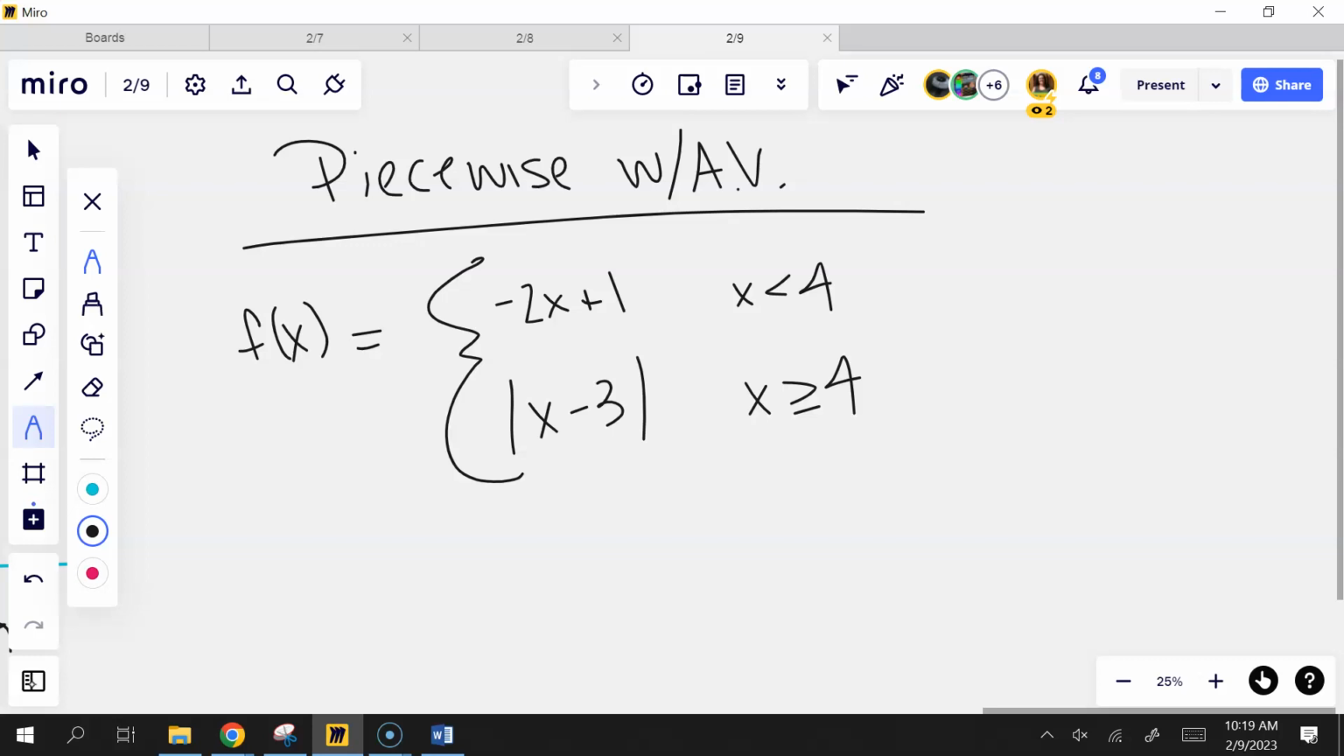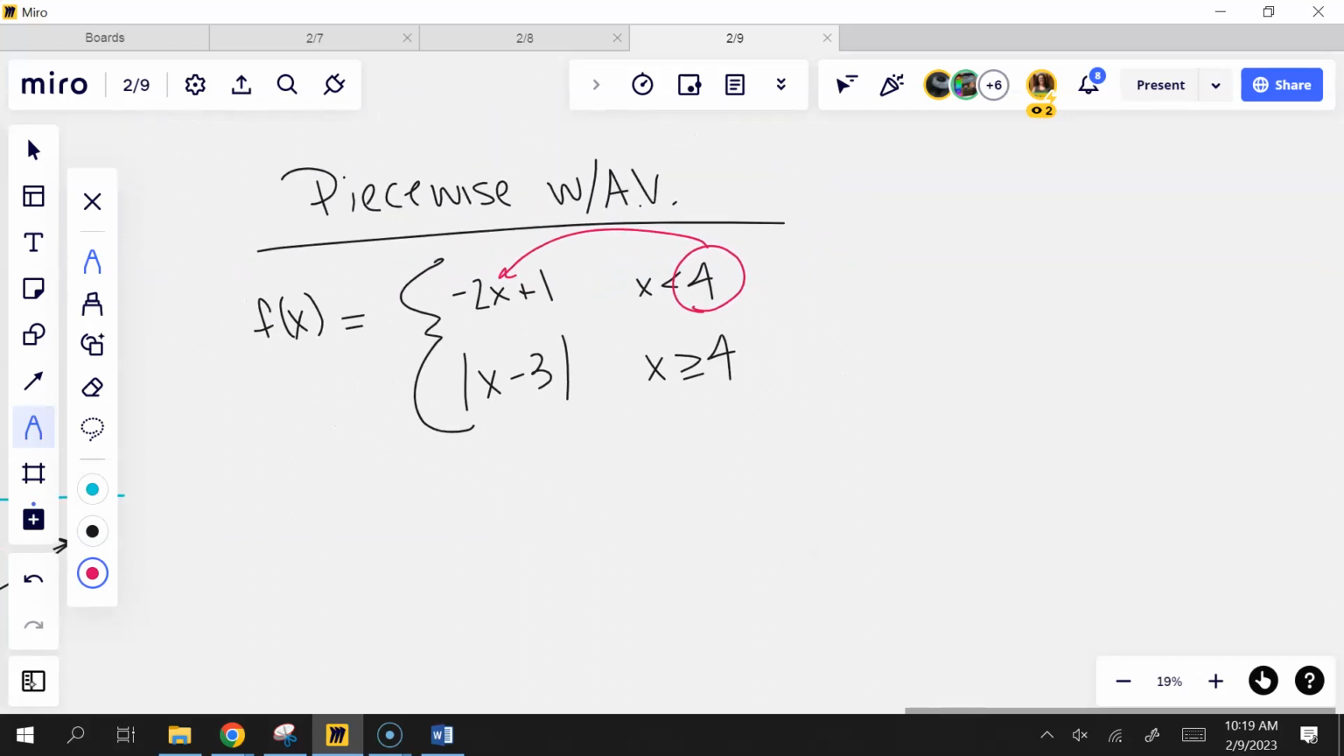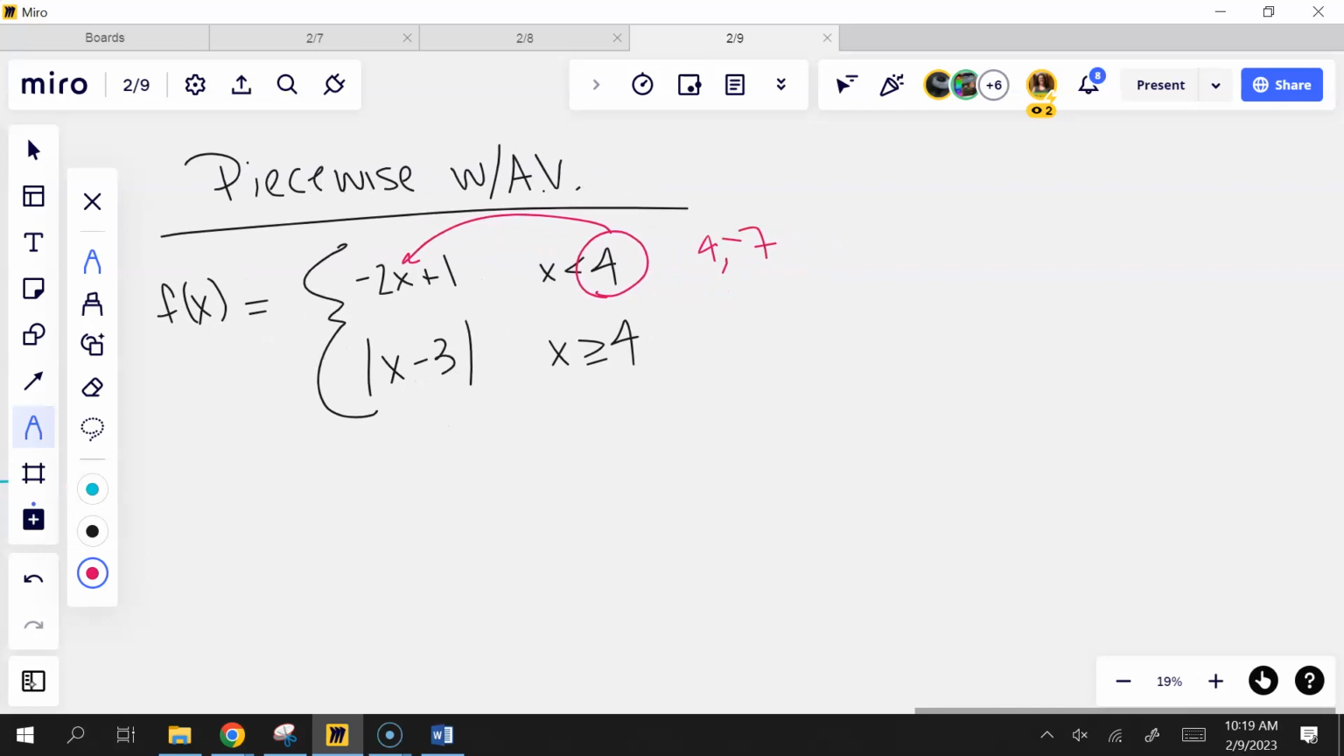This first piece should be easy for you, right? Why is that easy? It's just a normal line. It's just a plug-in, right? I'm just going to plug in this 4, and I get the point 4, what? -7, that's right. Open or closed?